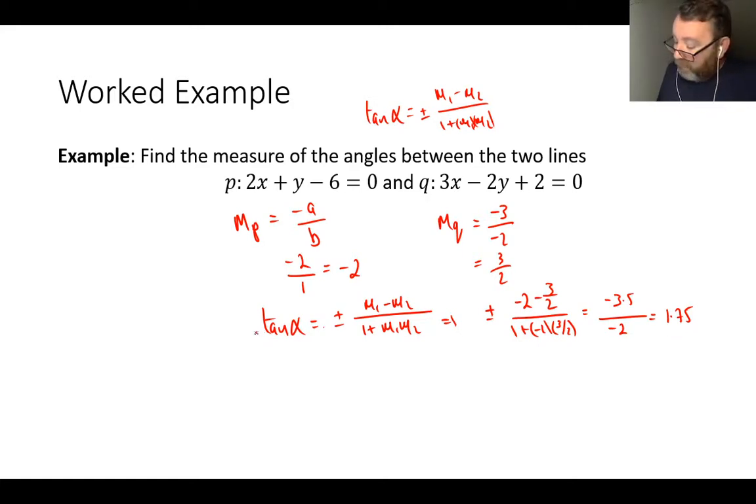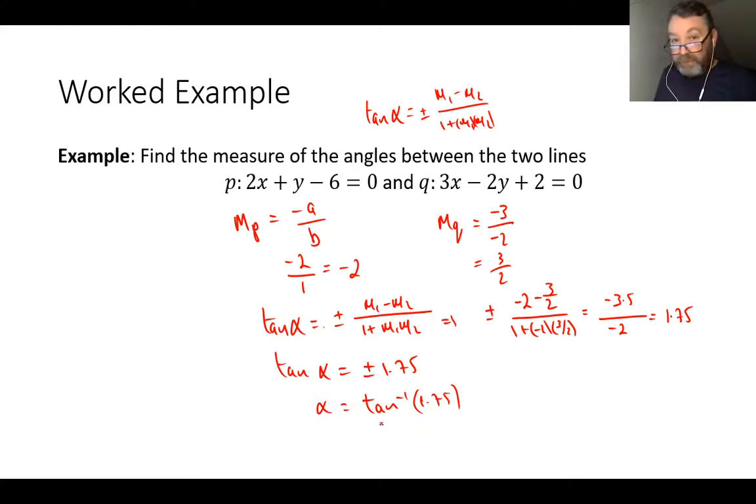1.75, that's the tan of the inverse angle. Tan of alpha equals plus or minus 1.75. Okay, now if I want to get alpha on its own, I have to get rid of tan. And the quickest way to do that is to get the inverse tan of 1.75 on the other side. And that's on your calculator.